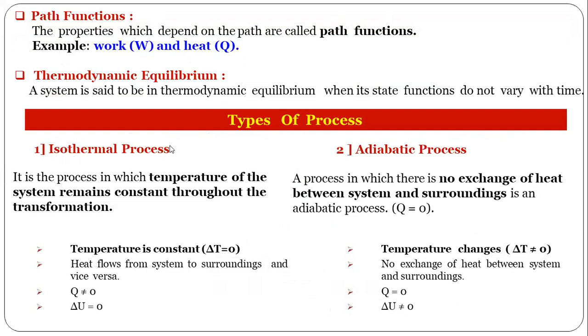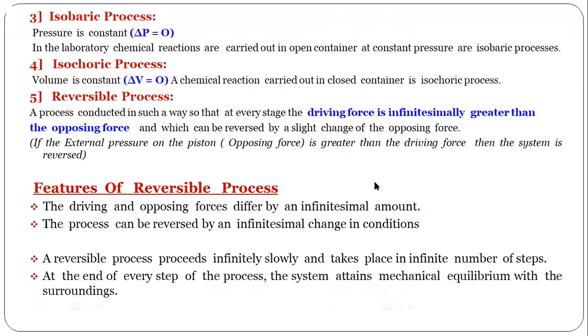Then we also discussed the isothermal process: the temperature is constant. Adiabatic means there is no exchange of heat between system and surroundings. Isobaric means pressure constant. Isochoric means volume constant. And the reversible process is very important.